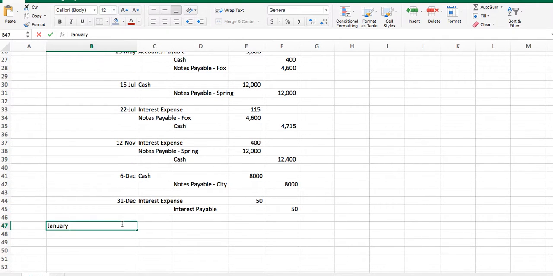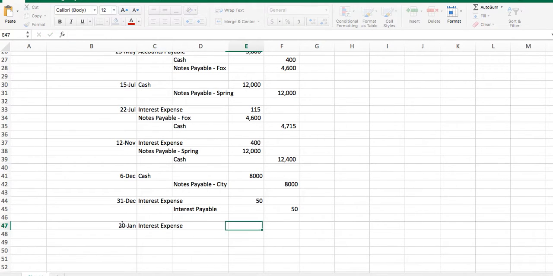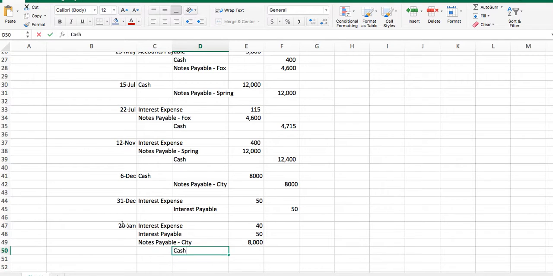Then on January 20th, when this comes due, watch this one closely. The interest expense is only going to be for what we expensed in 2015, because we've already expensed the $50. But we are going to pay that $50, so we debit that on our general ledger to zero out that account. Notes payable, again, we no longer owe that, and the cash that goes out is $8,090. I believe that wraps up problem 1B. On our next video, we'll be looking at problem 3B.